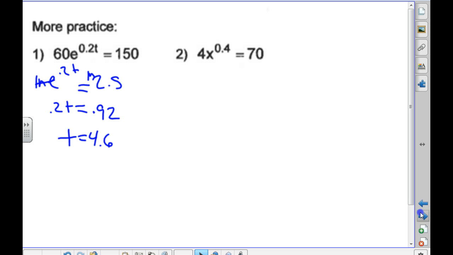Amber didn't show the first step, she just went straight to 150 divided by 60 is 2.5. Everybody okay with that step? Then she did the natural log of both sides. Then she changed this to a decimal and brought this out in front, but the ln of e is just 1, so she had 0.2t equals 0.92 and divided by 0.2. I would have done more decimals along the way, longer decimal places so that it's more accurate, but she didn't do anything wrong. Probably rounds to the same thing no matter how many. Better, more places, but if she rounded to 0.92, it just rounds to 4.6 at the end anyway.